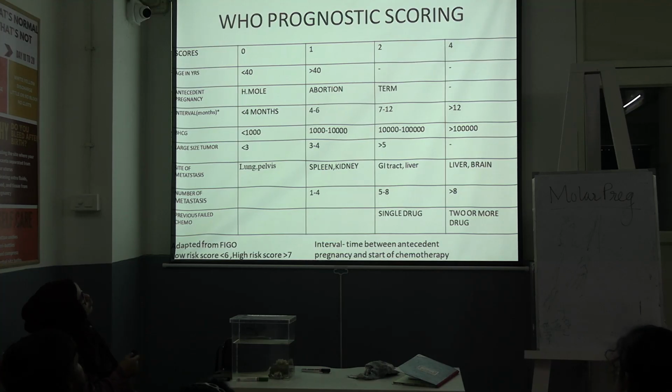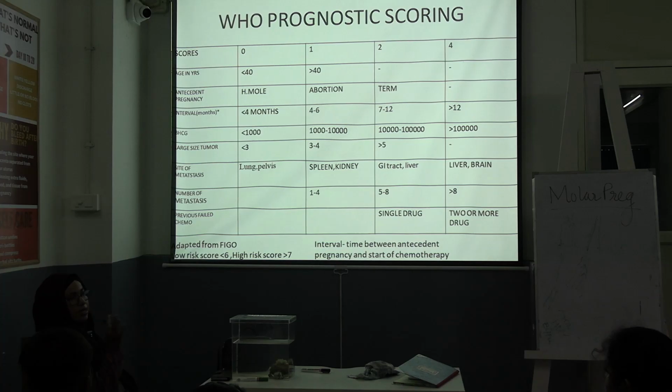So this is the WHO prognostic scoring. You don't need to remember this so much, but I will briefly tell you the importance of the points. If the score is less than 6, this is a low risk score. If the score is more than 7, that is a high risk score. Age in years is very important. If the patient is more than 40 years of age, the score will be more. The antecedent pregnancy is whatever pregnancy was there before the molar pregnancy. You might think the H-mole will be more dangerous, but no, a term pregnancy before the molar pregnancy is more dangerous.